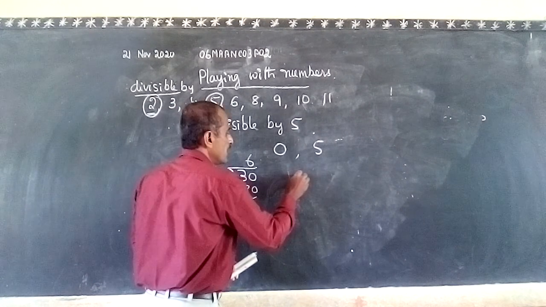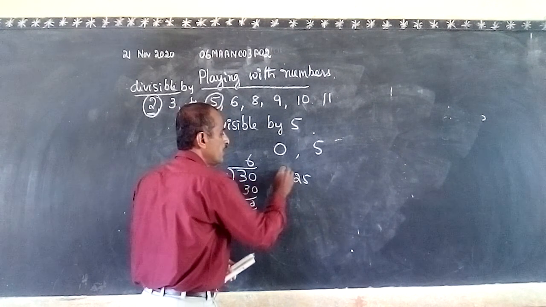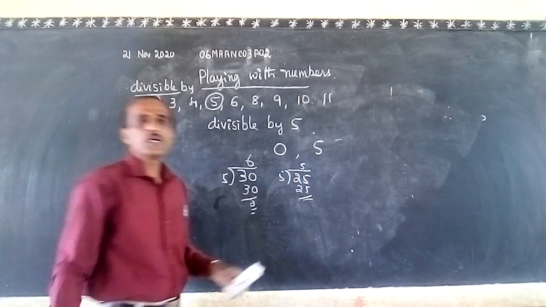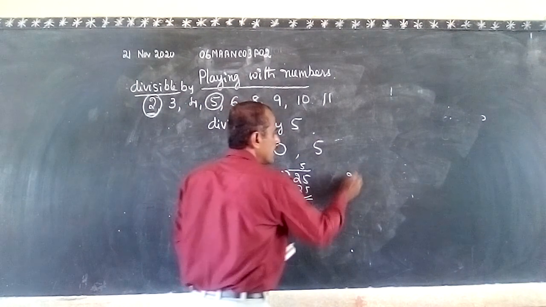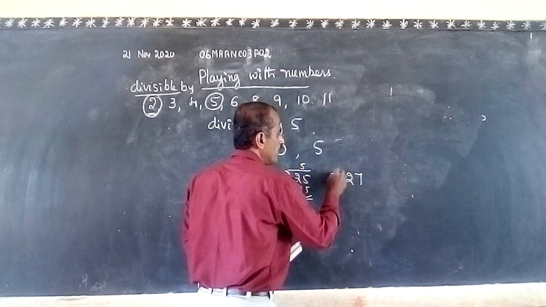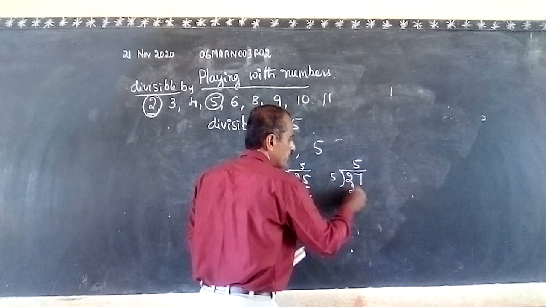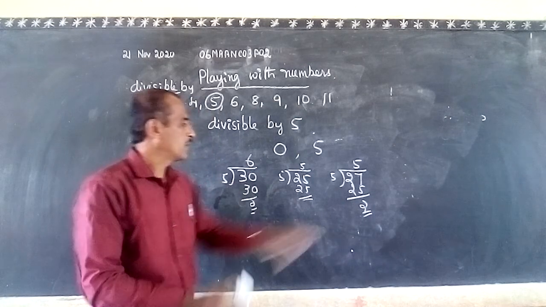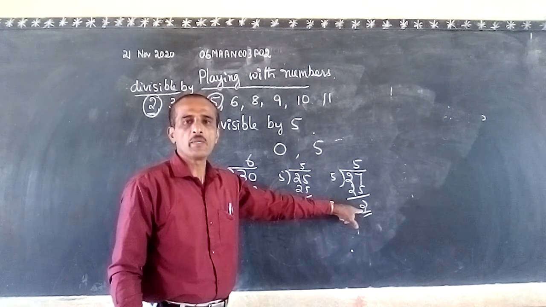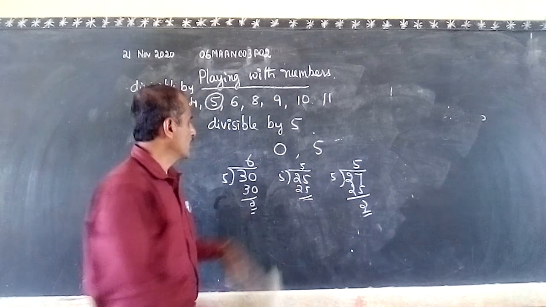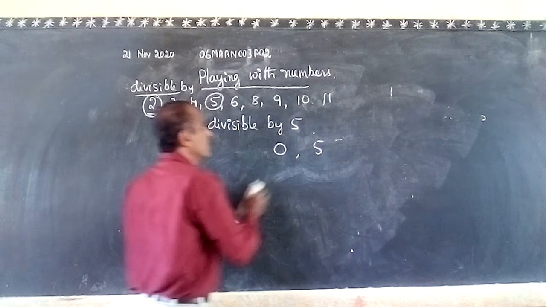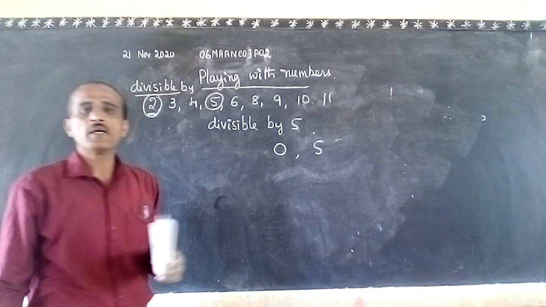Say 25. Can you divide it by 5? 5 fives are 25. Other than 0 or 5, any other digit, for example, 27. Can you divide it by 5? No. 5 fives are 25, the remainder remains, that is 2. It is not 0, there remains 2. Therefore, a number which ends with 0 or 5 is divisible by 5.